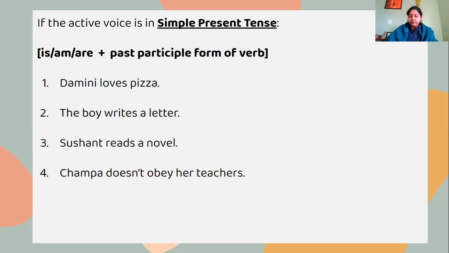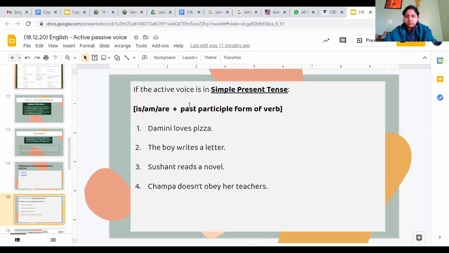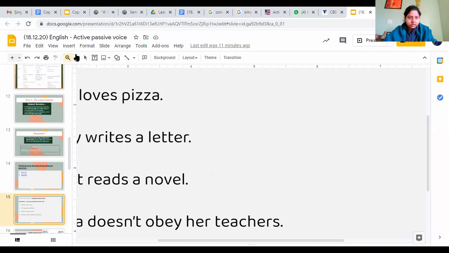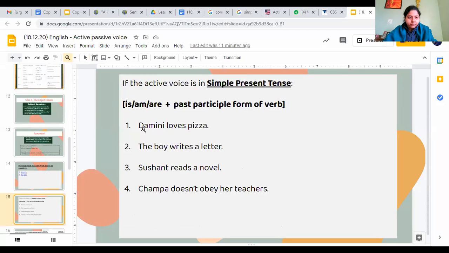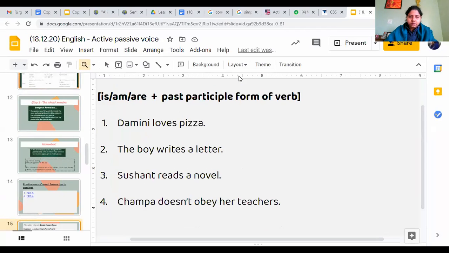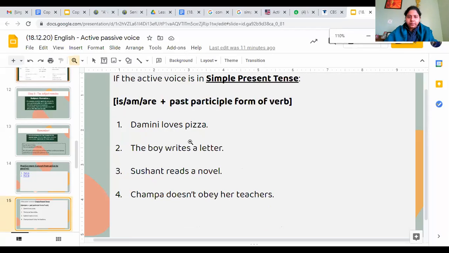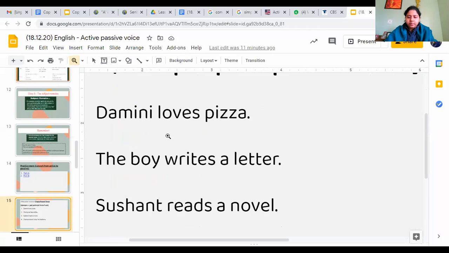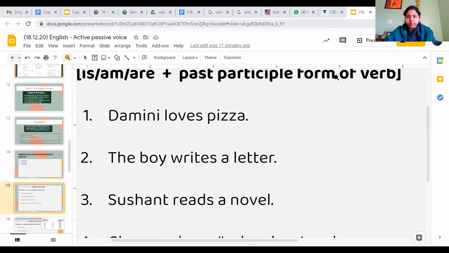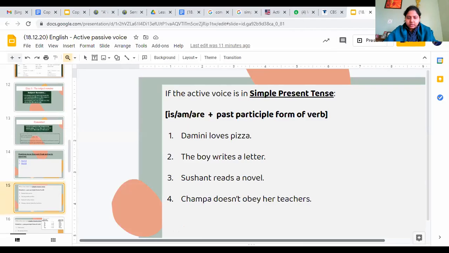ठीक है. I will wait, I need to write also. So I'll do this, I'll increase the screen size. थोड़ा ज़्यादा हो गया. Let it be at the normal size only. Otherwise, लिखने में problem होगा.